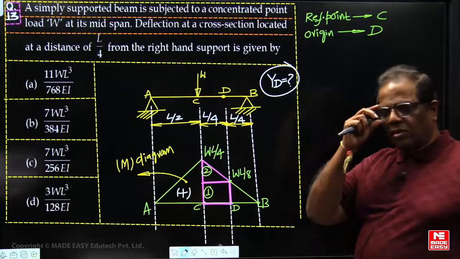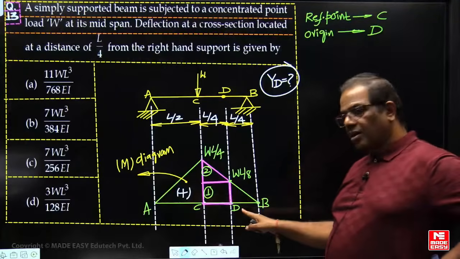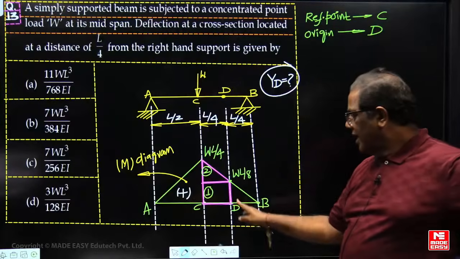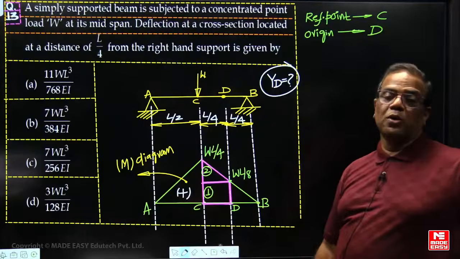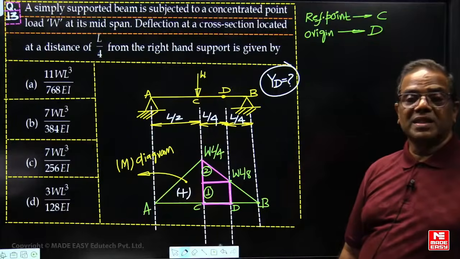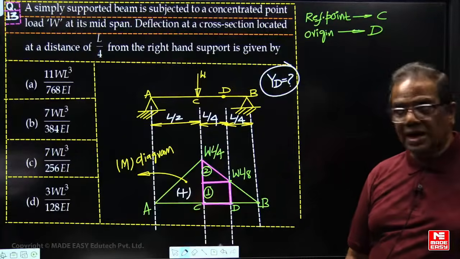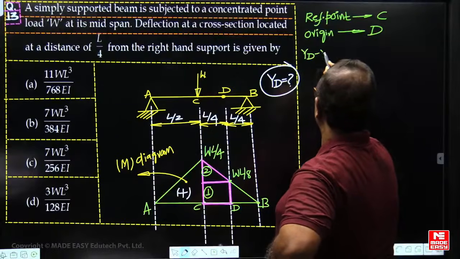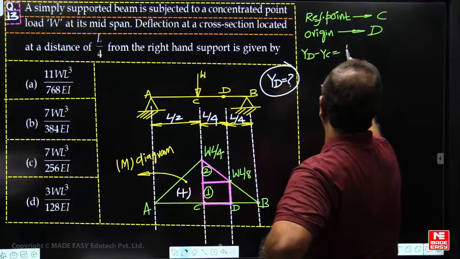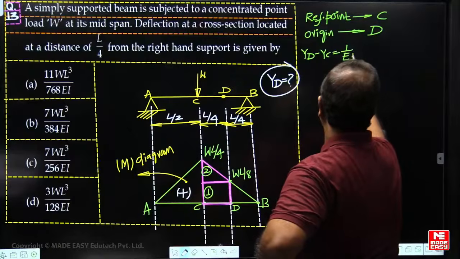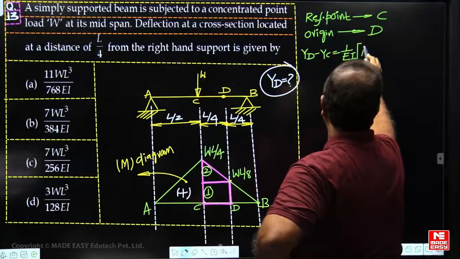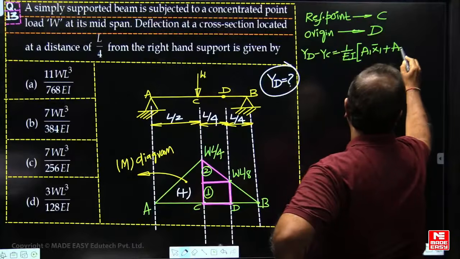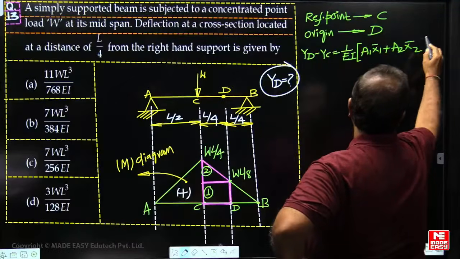So YD minus YC is equal to 1 by EI into A1 x1 bar plus A2 x2 bar. The x bar has to be measured from the origin. So YD minus YC is equal to 1 by EI into A1 x1 bar plus A2 x2 bar.